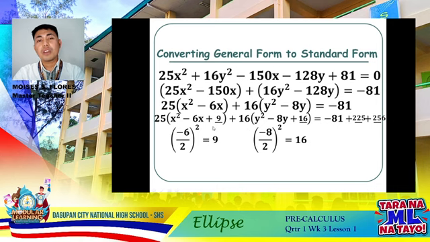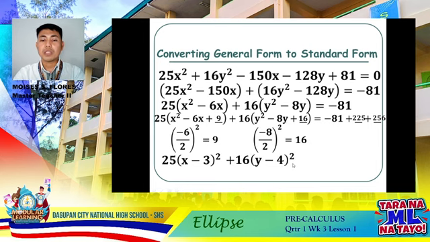So because we already have a perfect square trinomial, factor this out. X squared minus 6x plus 9, and that is quantity x minus 3 squared. The same true with y squared minus 8y plus 16. It's a perfect square trinomial, so we have quantity y minus 4 squared. Okay, then simplify constants. Negative 81 plus 225 plus 256, it's 400.